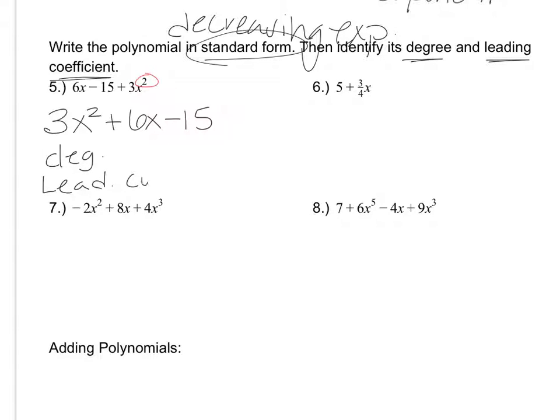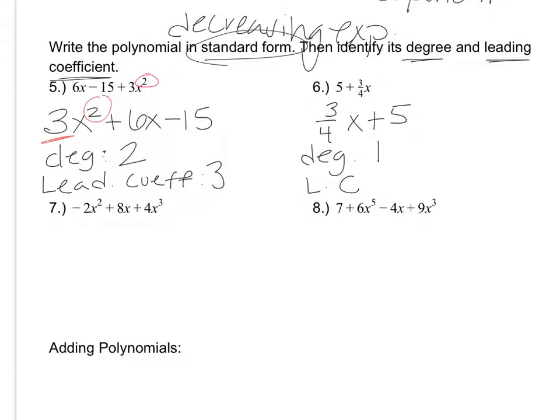Okay, we need to find the degree and the leading coefficient. So the degree we said is the biggest exponent, so that one's a 2. And my leading coefficient is the number at the front, which is a 3. All right, same idea in number 6. My biggest exponent is a 1, so I'm going to switch this order here. My degree is 1, and my leading coefficient is that 3/4 that's at the front. The 1 that's understood and the 3/4 in the front.